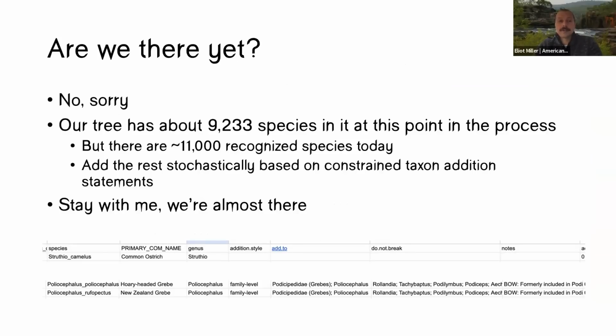The Jetz tree, for example, nominally contained all the world's bird species, like I said, but only about 67% of those statements were informed by actual genetic information. Either way, though, we've still got about 1,800 species that aren't in the synthetic phylogeny. So what are we going to do about them? Well, essentially, we use the best information we can find to add them into a reasonable place in the phylogeny.